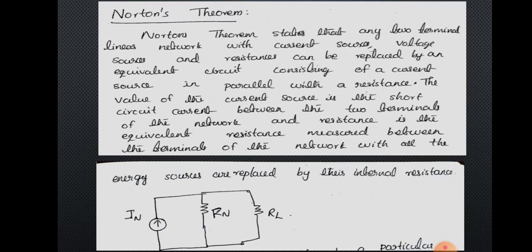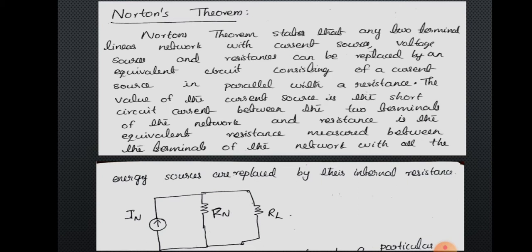So it is stating that a complex linear network that contains current sources, voltage sources and resistances can be replaced by an equivalent circuit consisting of a current source in parallel with a resistance, that is shown in the figure. And the value of the current source can be obtained by short circuiting the output terminals. That means if there is a load resistance, we have to short circuit that load resistance, and the current through that short circuit will give the Norton's current source IN.